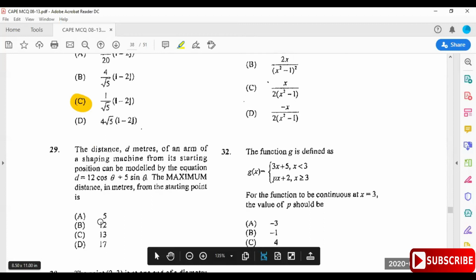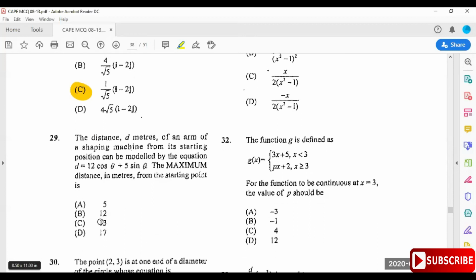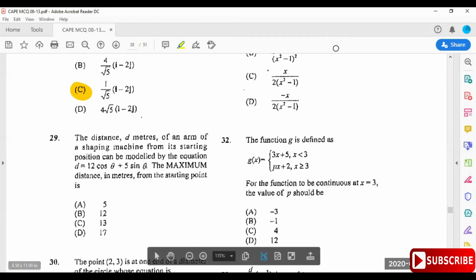All right. Question 29. It says the distance d in meters of an arm of a shaping machine from its position can be modeled by the equation d is equal to 12 cos theta plus 5 sin theta. The maximum distance in meters from the starting point. There are two ways to do this question. Let's do it the normal way first.